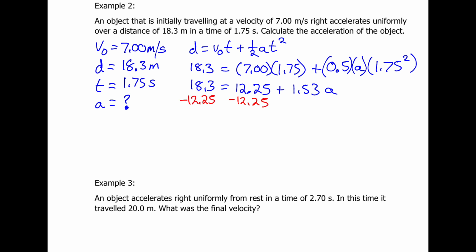I'm showing all my steps. Most people just do this in their calculators. 18.3 minus 12.25, I get 6.05 equals 1.53a. Now I can just do my division step. Division step, 1.53 over 1.53. And now all that's left is the a term. Get the calculator out. 6.05 over 1.53.